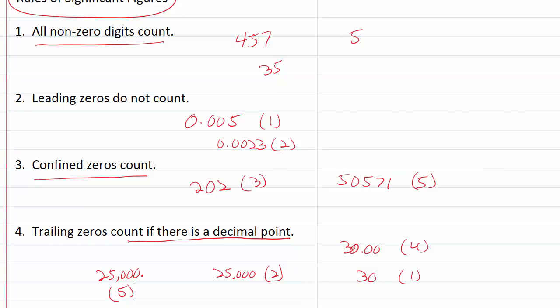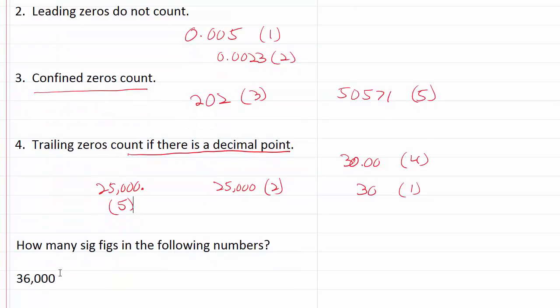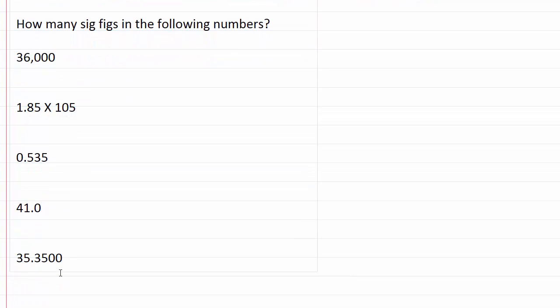All right, so let's try a little counting here. Let's see what we can get. How many sig figs in each of the following numbers? Well, this first one, 36,000, I'm going to say 2 sig figs in that one. There is no decimal point, so the trailing zeros do not count. Here I've got 2 numbers. I've got a 1.85, which gives me 3 significant figures, and then a 105, which is also 3 significant figures.